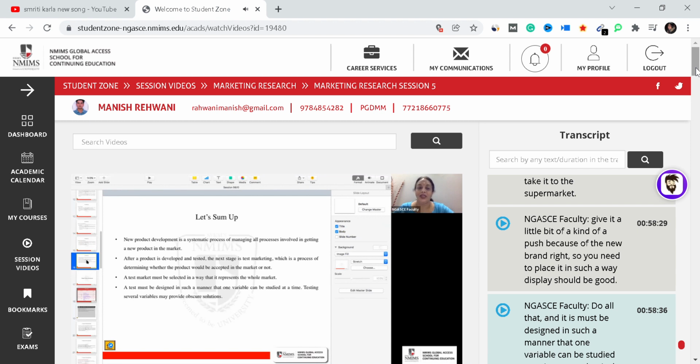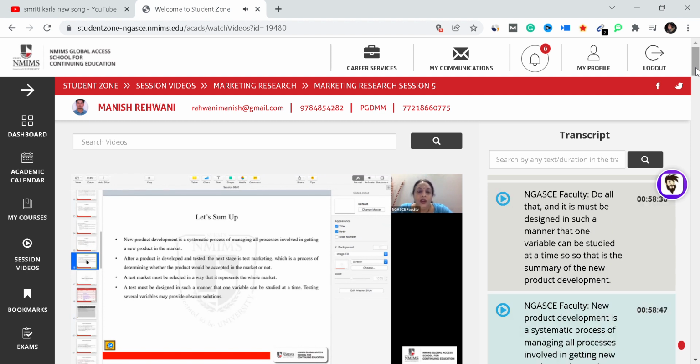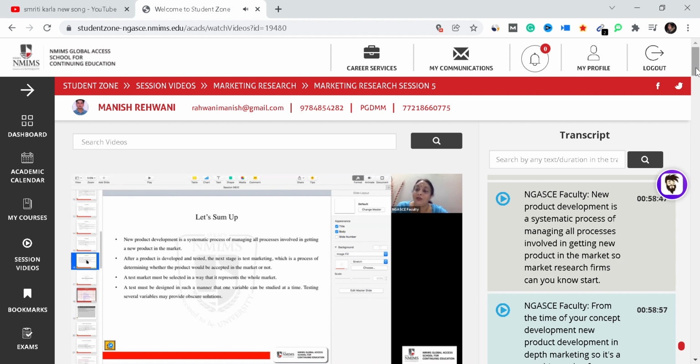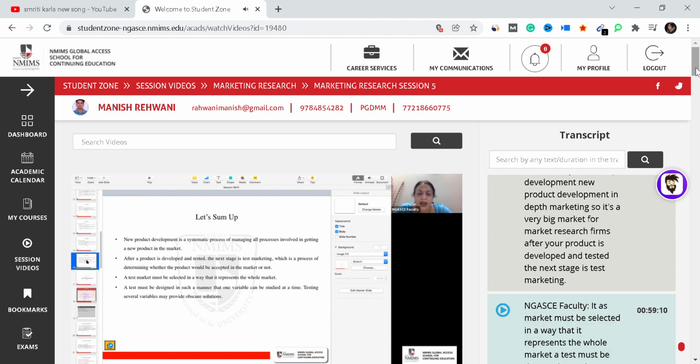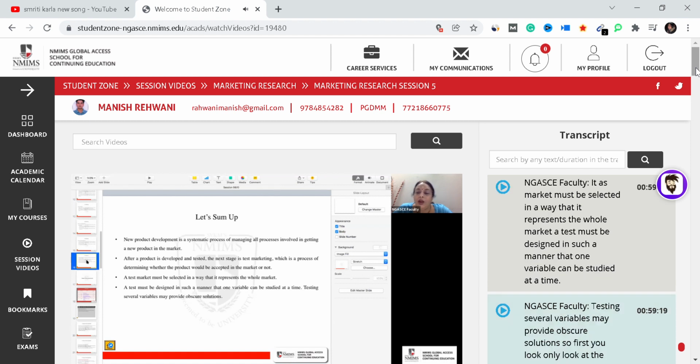So that is the summary of new product development. New product development is a systematic process of managing all processes involved in getting a new product in the market. Market research firms can start from the time of your concept development, product development, to test marketing. So it's a very big market for market research firms. After a product is developed and tested, the next stage is test marketing. A test market must be selected in a way that it represents the whole market. A test must be designed in such a manner that one variable can be studied at a time. Testing several variables may provide obscure solutions.